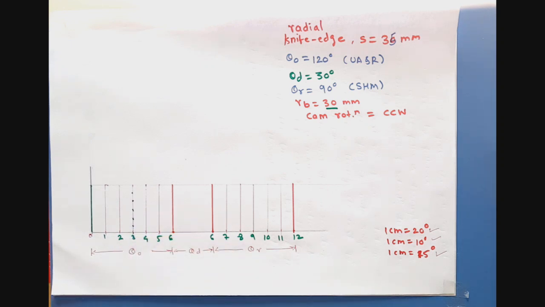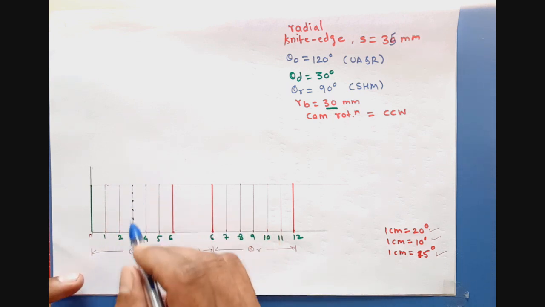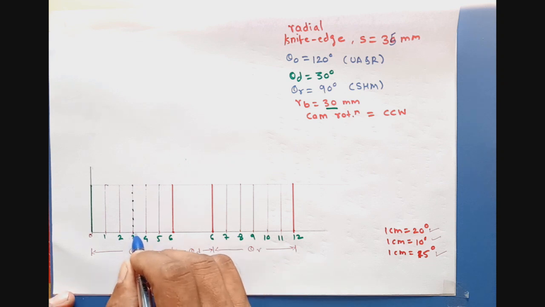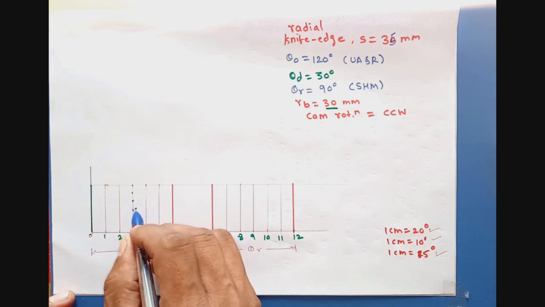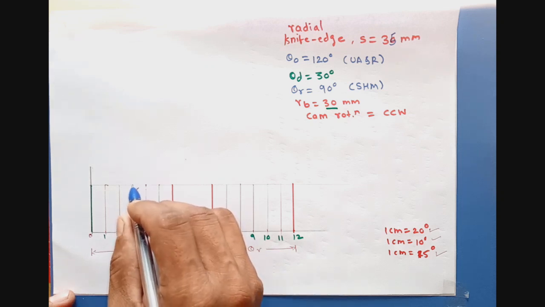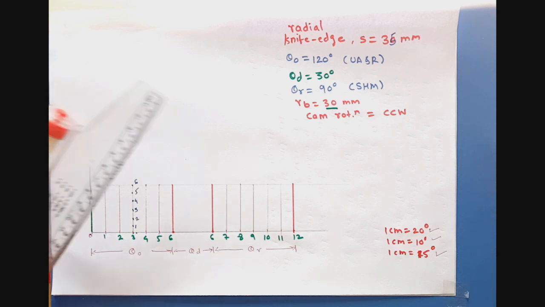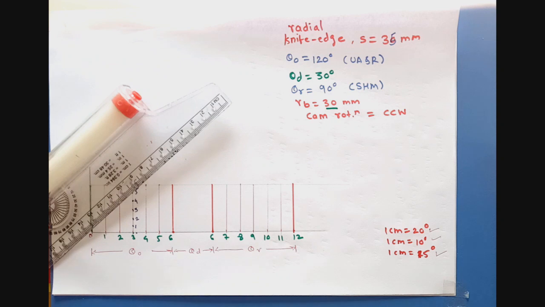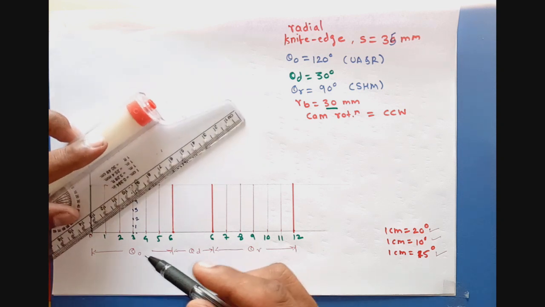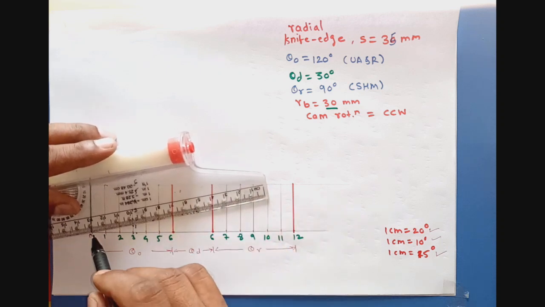Now I will number these divisions from bottom to top, because this is outstroke, follower is rising. So this is my 1, 2, 3, 4, 5 and 6. Okay. Now we'll draw the projection lines from this side, because this is the outstroke, follower is rising. So we'll join this origin to point number 1 on line number 3.